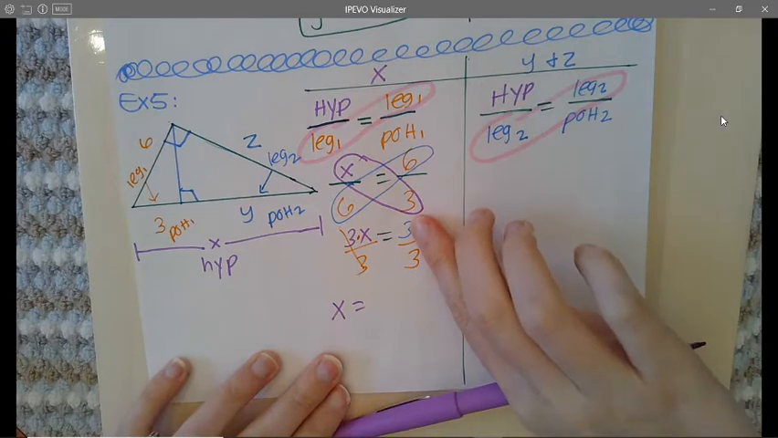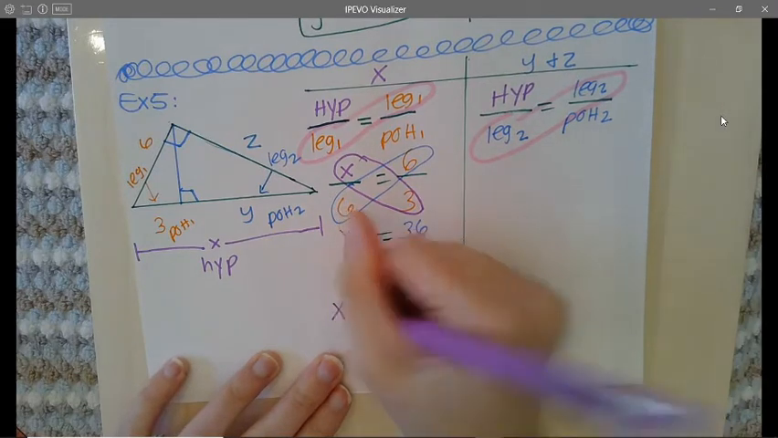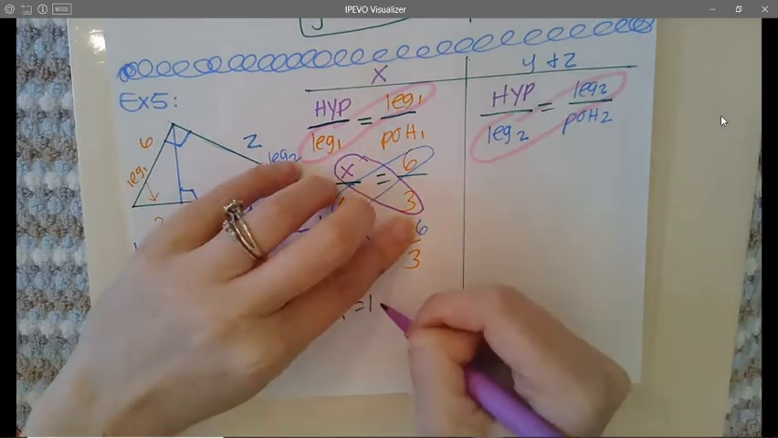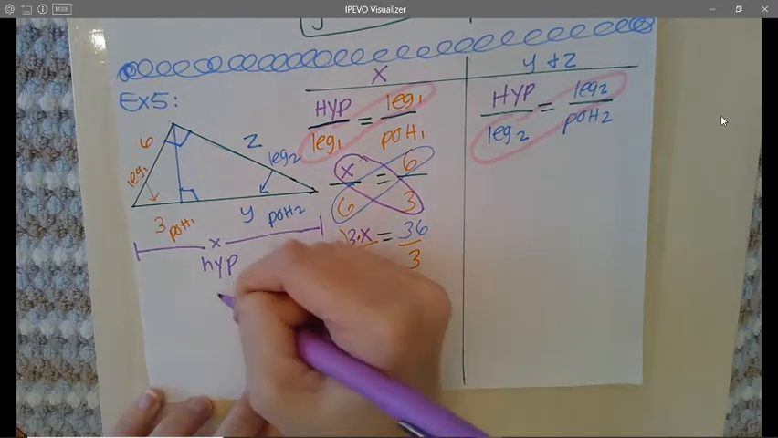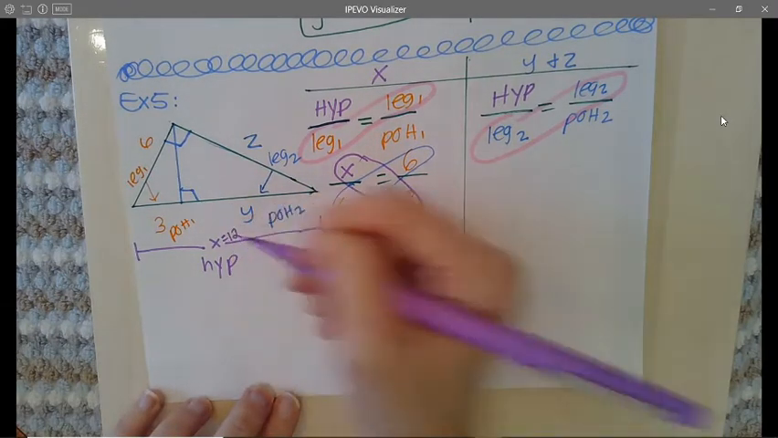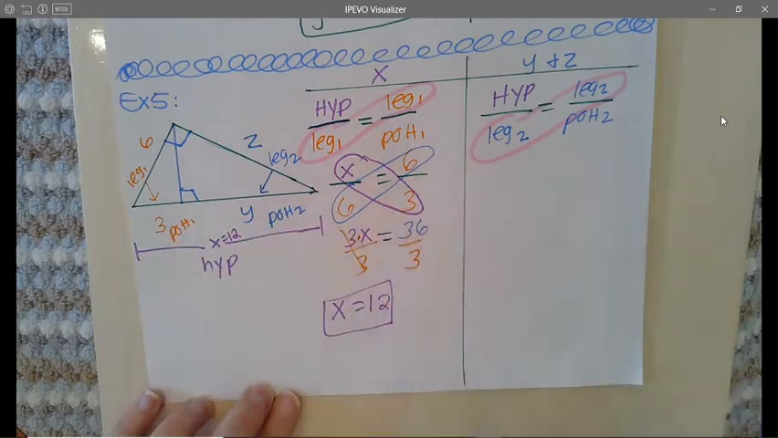3 divided by 3 is 1. 6 divided by 3 is 2. So 36 divided by 3 is 12. Okay, so my hypotenuse length is 12. So I know the whole thing is 12.